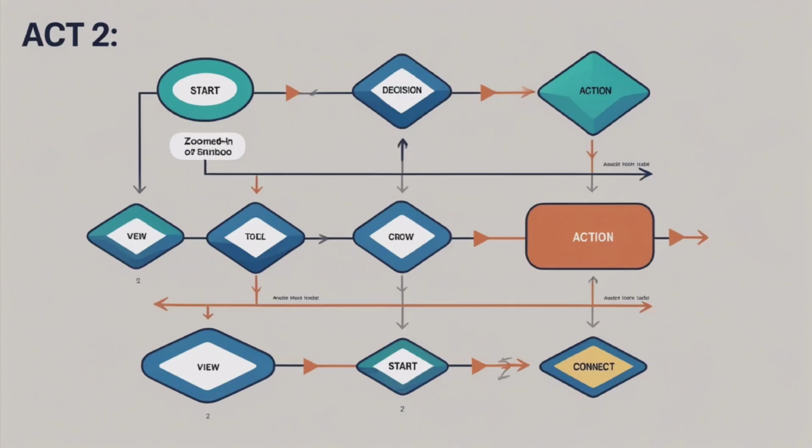Act 2. The key elements, shapes and symbols on screen. Zoom in on symbols. Narrator, UML. Let's get into the fun stuff. The key elements that make up the activity diagram.